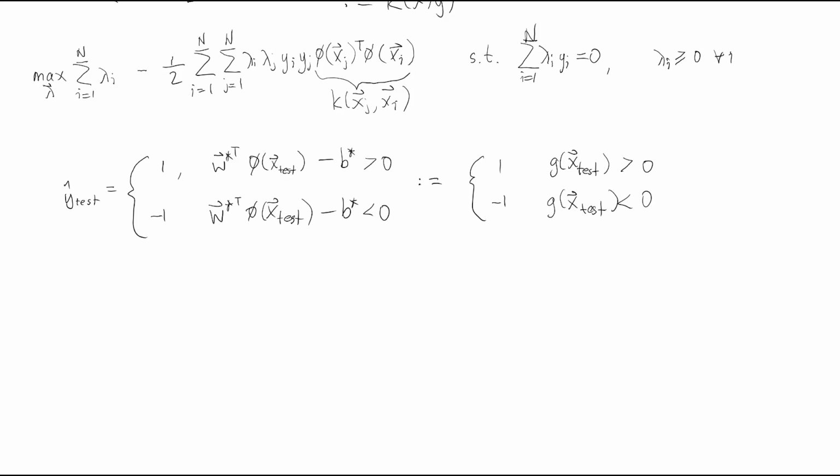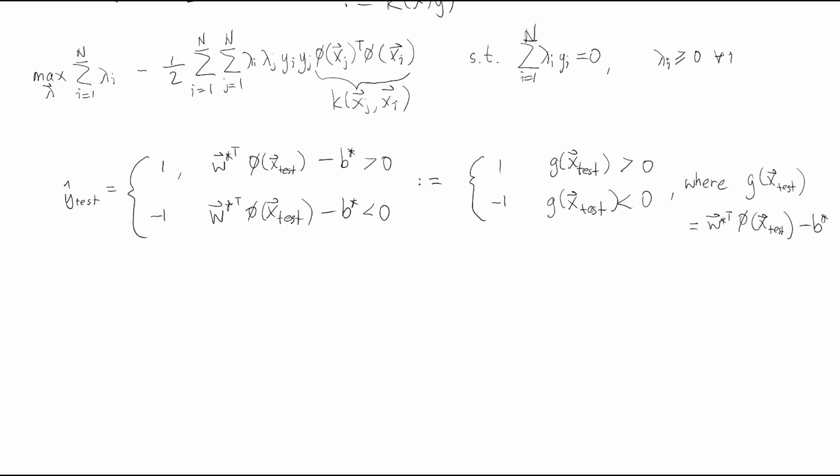Okay, of course, where g is just equal to what we had before, right? So W star transpose phi of x test minus B star. Okay, so this is kind of the final result, but how do we calculate this?